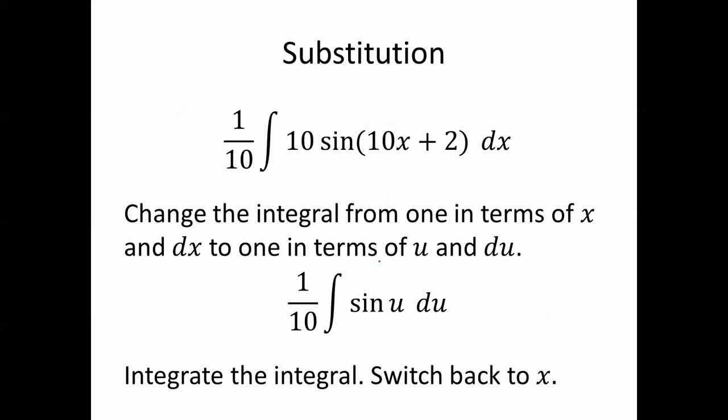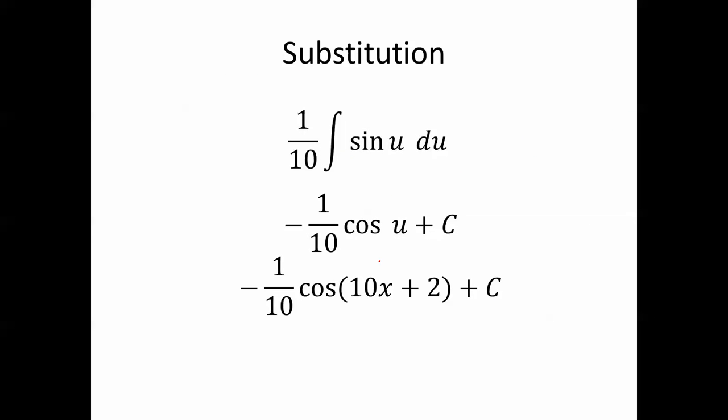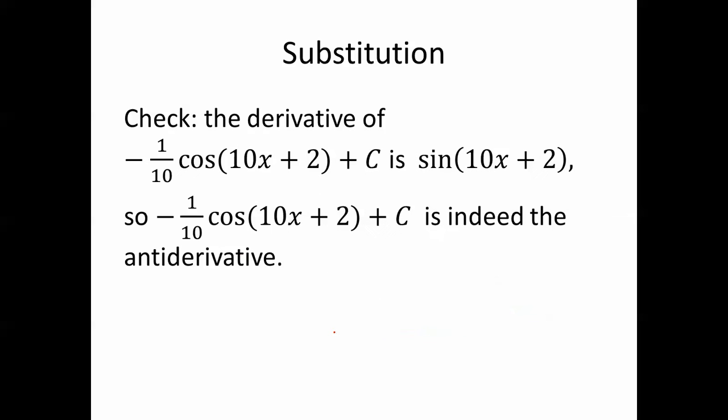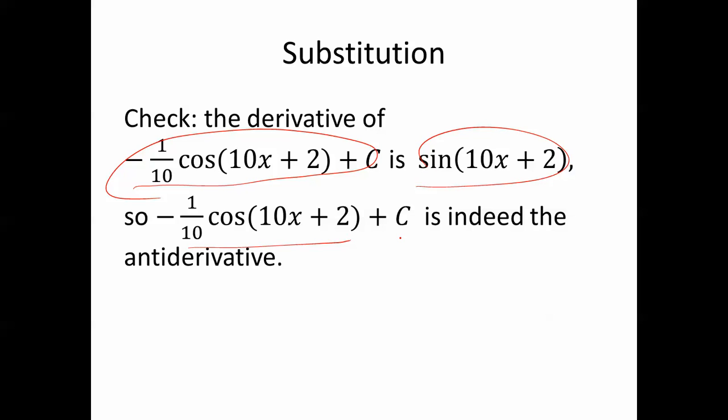Now we integrate the integral and we switch back to x. The integral is going to be negative 1/10 cosine u plus c. Switch back to x and we get negative 1/10 cosine of 10x plus 2, plus c. And we check: if we take the derivative of this, we end up with sine 10x plus 2. So this is indeed the antiderivative of sine 10x plus 2.